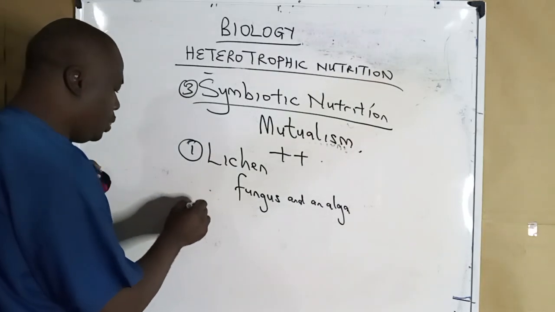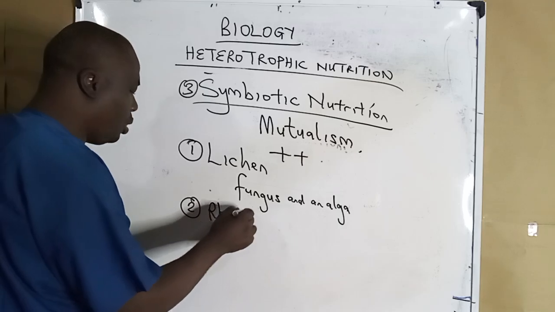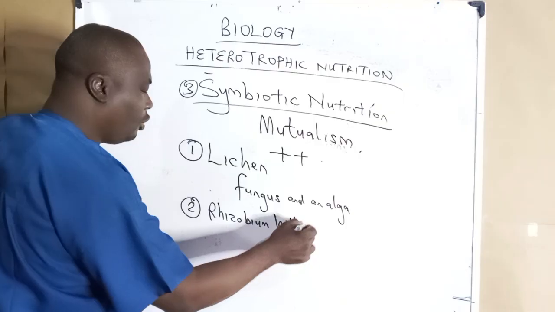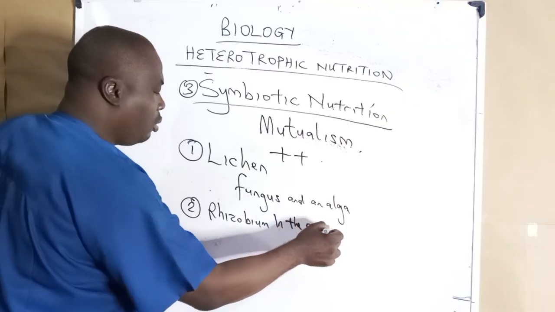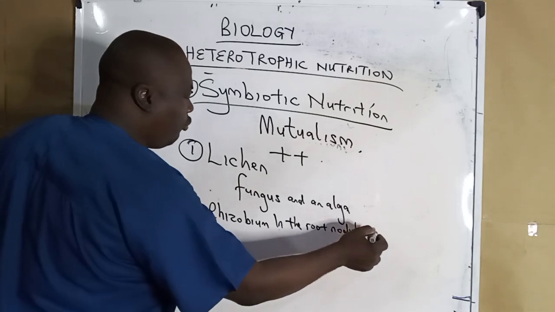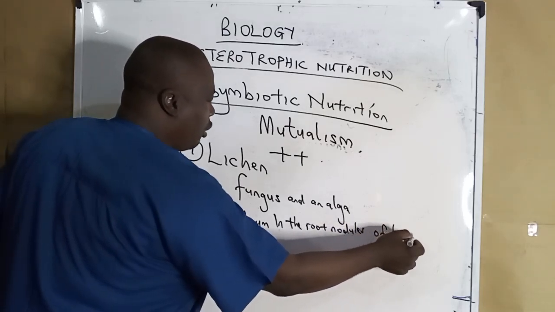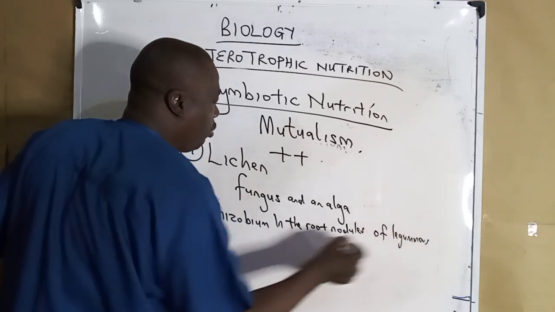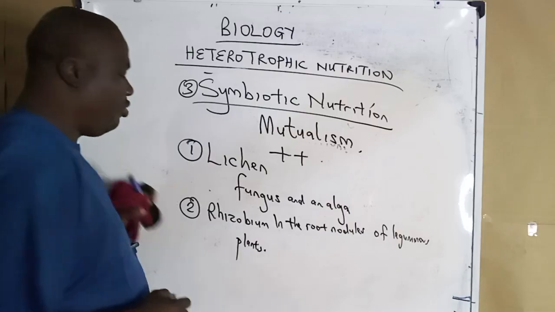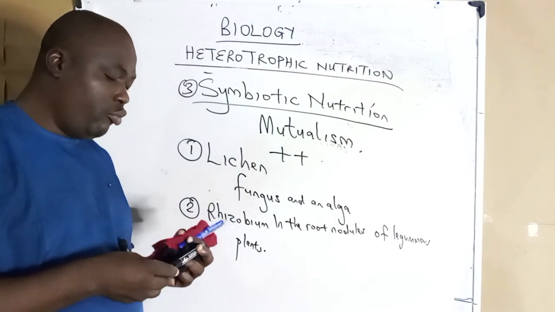Number two is rhizobium in the root nodules of leguminous plants. Rhizobium is a bacterium, a nitrogen-fixing bacterium. It's found in the root nodules of leguminous plants.